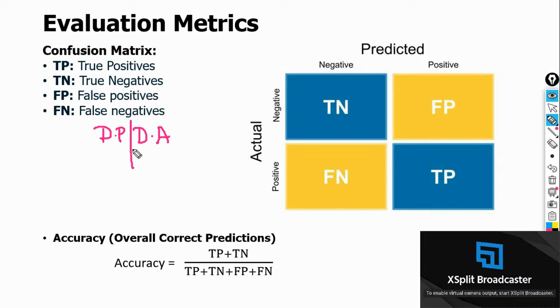Out of these two classes, what is your positive class? So my positive class is disease absent. So I'll take this as the positive class. Disease present, I'll take it as the negative class. So you are supposed to identify what is your positive class and what is your negative class. Once after identifying the positive class and negative class, how many positive values predicted as positive will become our true positive.